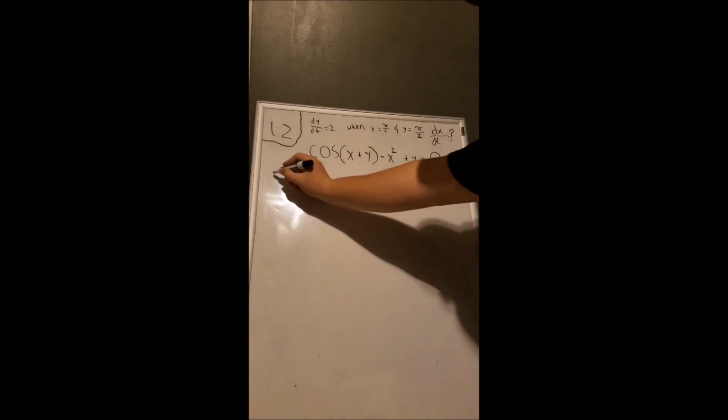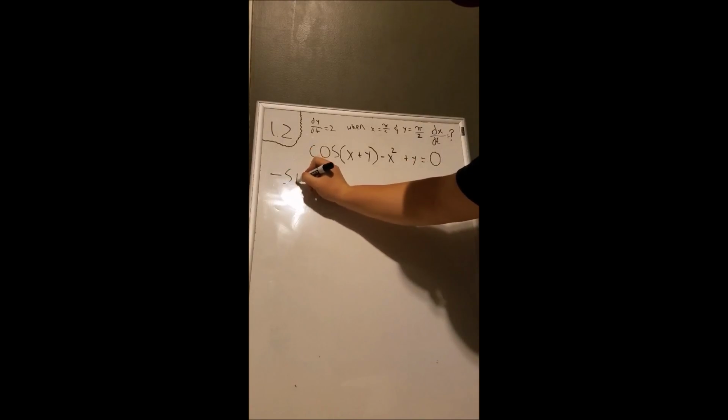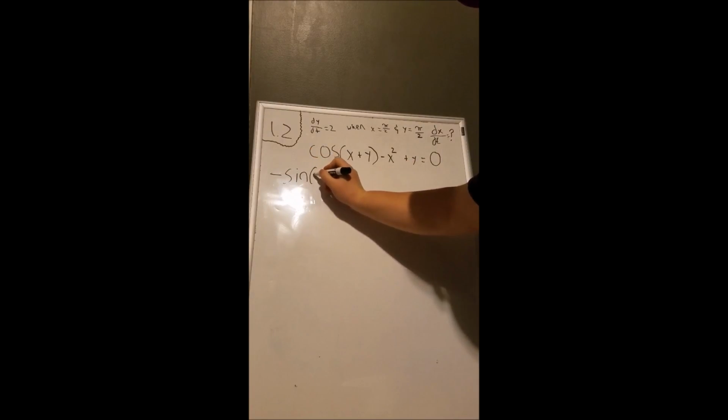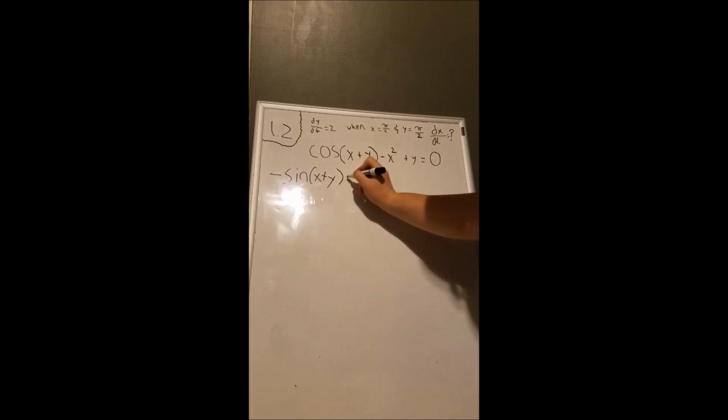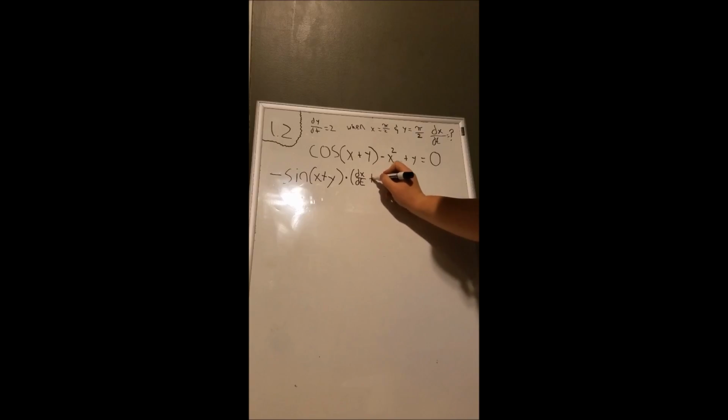For this next part, we will take the derivative of the equation. We have negative sine of x plus y, since it's a chain rule. And then we times it times the derivative, which is dx dt plus dy dt, minus 2x dx dt plus dy dt is equal to 0.